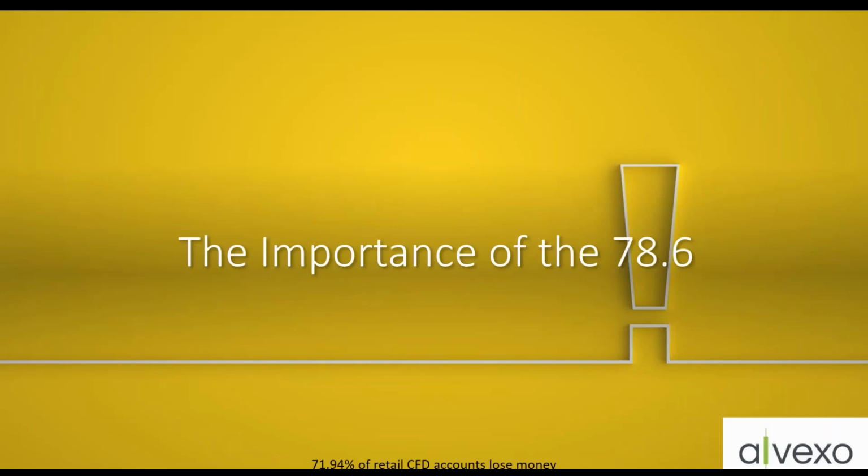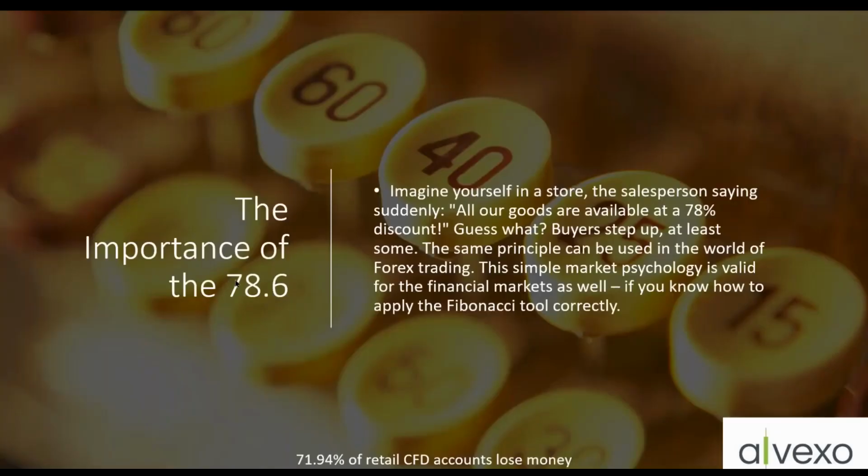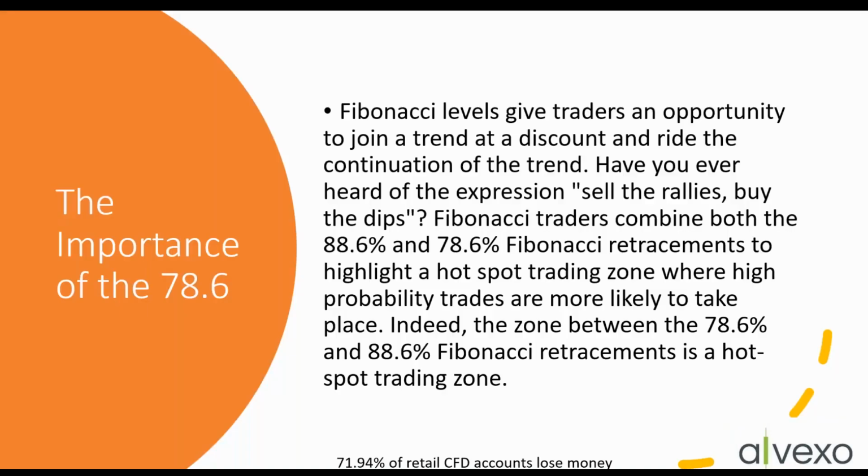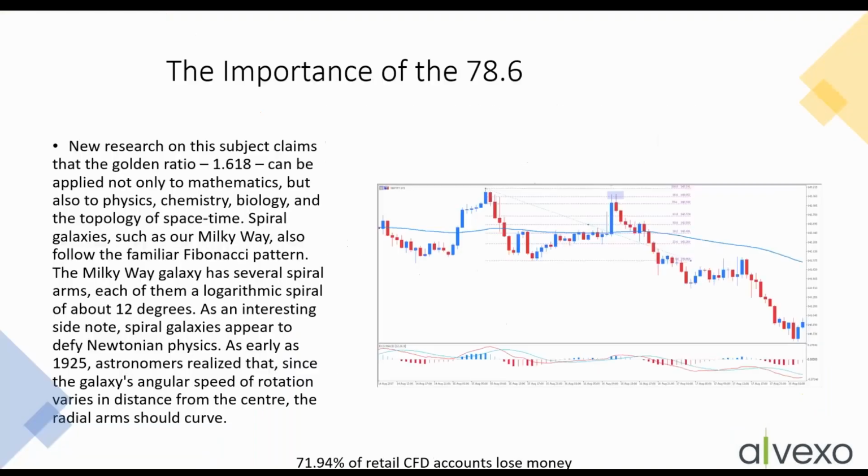I mentioned to you earlier the 78.6. That's like the bargain basement. There's a whole bunch of trading strategies out there in the marketplace. In fact, I've done videos on how to use the 78.6 to find a bargain basement trade. Imagine yourself in a store and the salesperson saying, all of our goods are available at 78% discount. Buyers step up out of anywhere. You buy three things at 78% off, and hopefully one of them is going to turn into profit. There are all kinds of strategies about the 78.6. It even goes farther, to the 88.6.